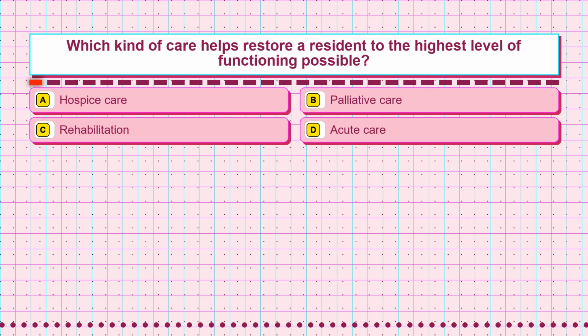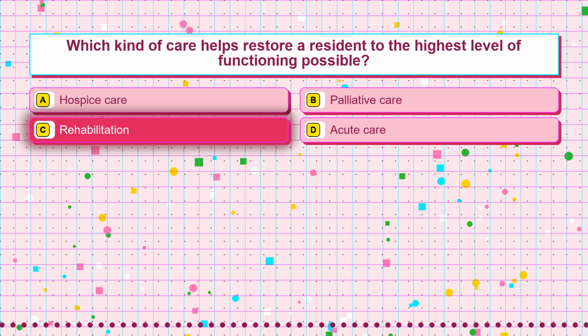Question 77. Which kind of care helps restore a resident to the highest level of functioning possible? Option A. Hospice care. Option B. Palliative care. Option C. Rehabilitation. Option D. Acute care.